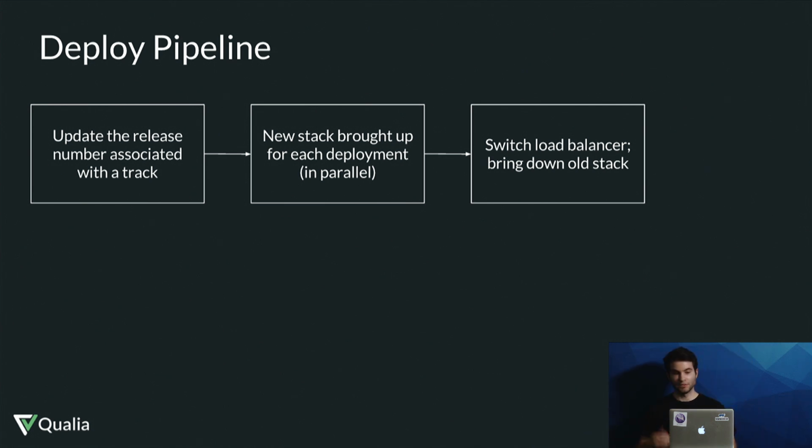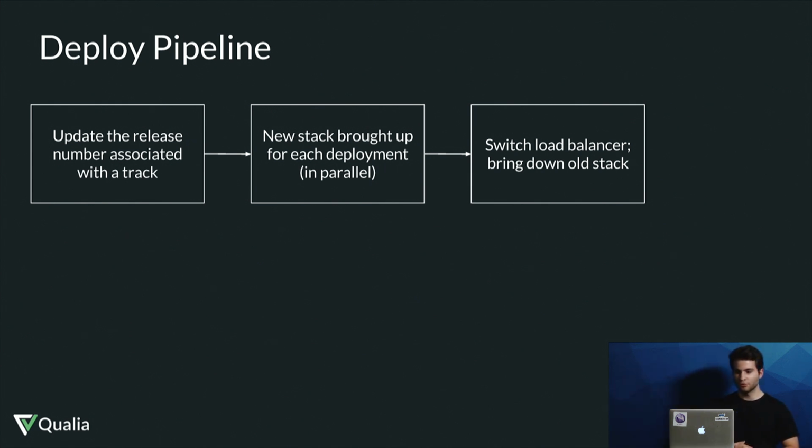So once all the containers and images have been pushed to Docker Hub, all we have to do is go in and update the release number associated with the track, like I said before. And what that's going to do is that Concourse is listening for code changes in these files, and it knows, OK, if the release number has changed on this track, I need to go to each of these deployments and bring up a new stack in Rancher with the images specified in the track.